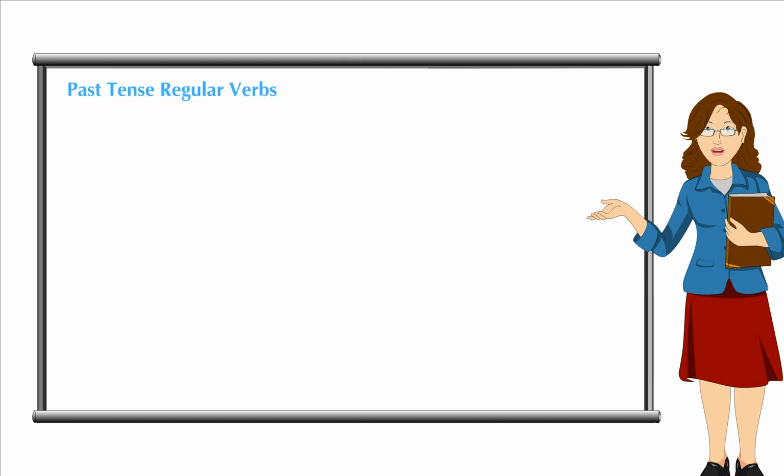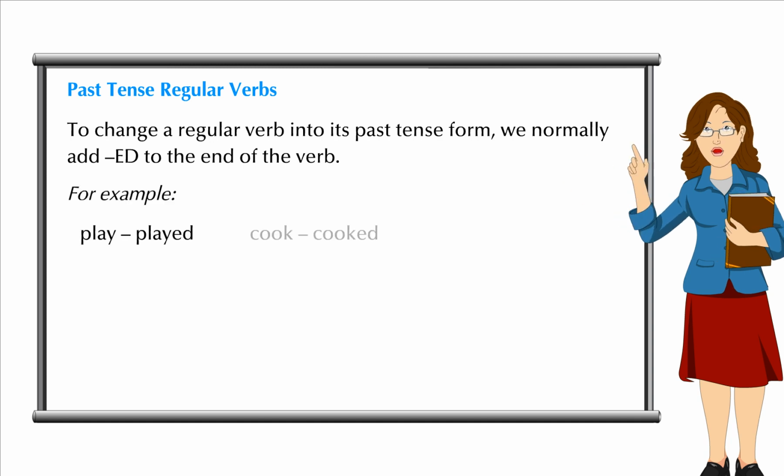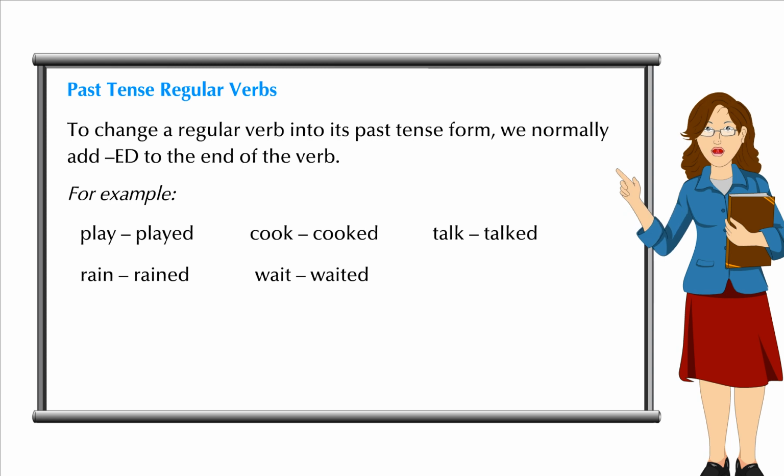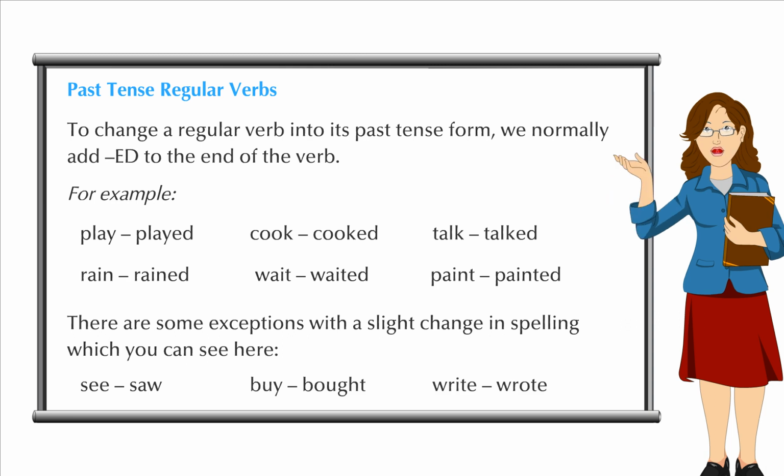Past tense regular verbs. To change a regular verb into its past tense form, we normally add ed to the end of the verb. For example, play, played, cook, cooked, talk, talked, rain, rained, wait, waited, paint, painted. There are some exceptions with a slight change in spelling which you can see here. See, saw, buy, bought, write, wrote.